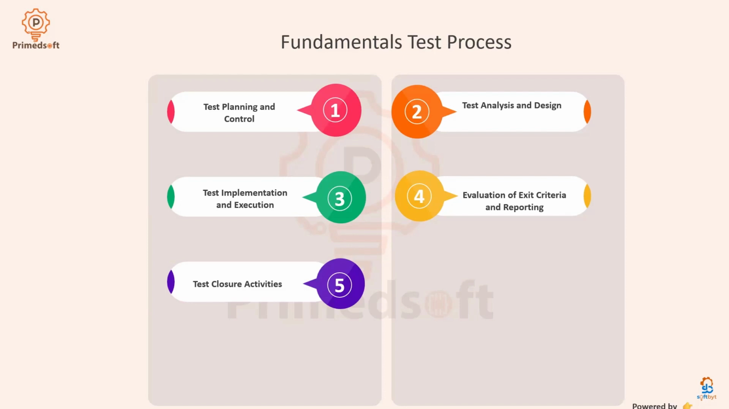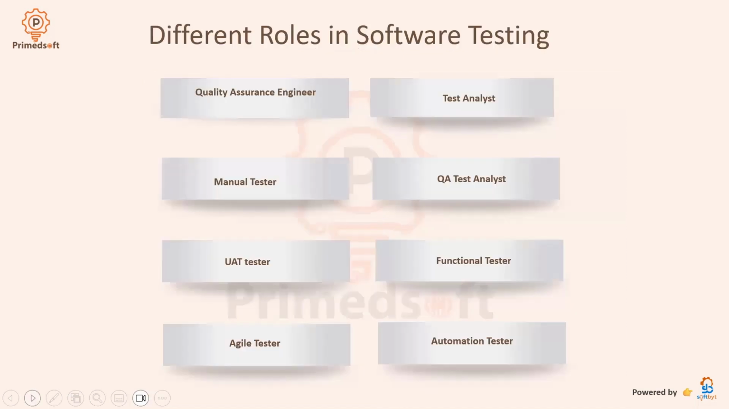Changes in requirements and other project factors may lead to revisiting early phases. Additionally, the fundamental test process is adaptable and can be integrated into various software development methodologies, including Agile and Waterfall. We'll come to Agile and Waterfall later when we do the software development lifecycle. Right. So from there, we'll now go into different roles in software testing.